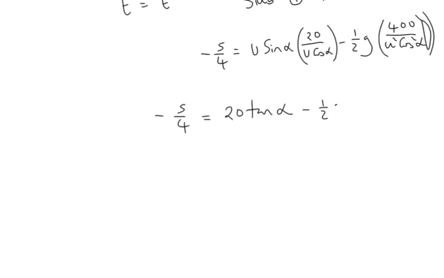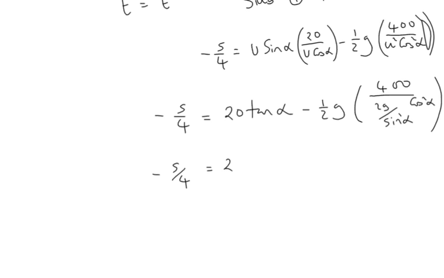So this is a half g multiplied by 400 over u squared. So remember that u squared is 2g over sine squared alpha, and then on the denominator is cos squared alpha as well. So it's all a bit messy there, but this then simplifies into minus 5 over 4 is equal to 20 tan alpha minus 100 tan squared alpha. Okay, so you need to do a bit of work just to satisfy yourselves that that's the case.